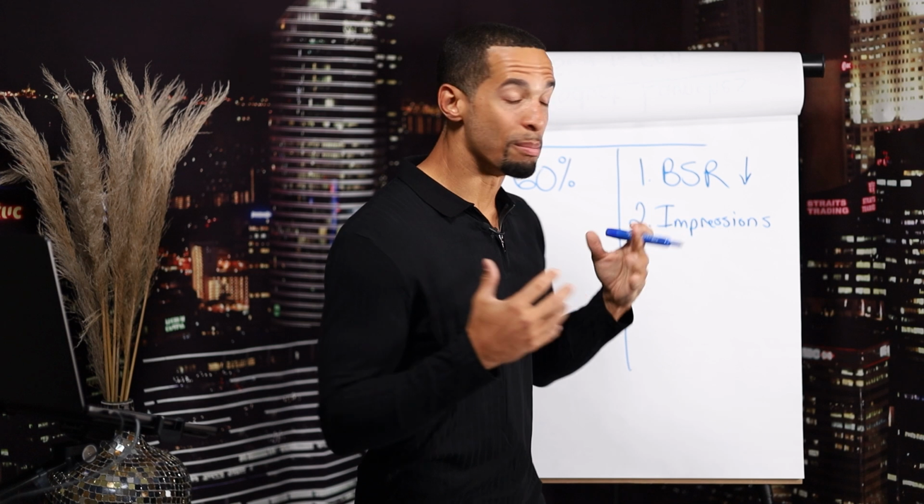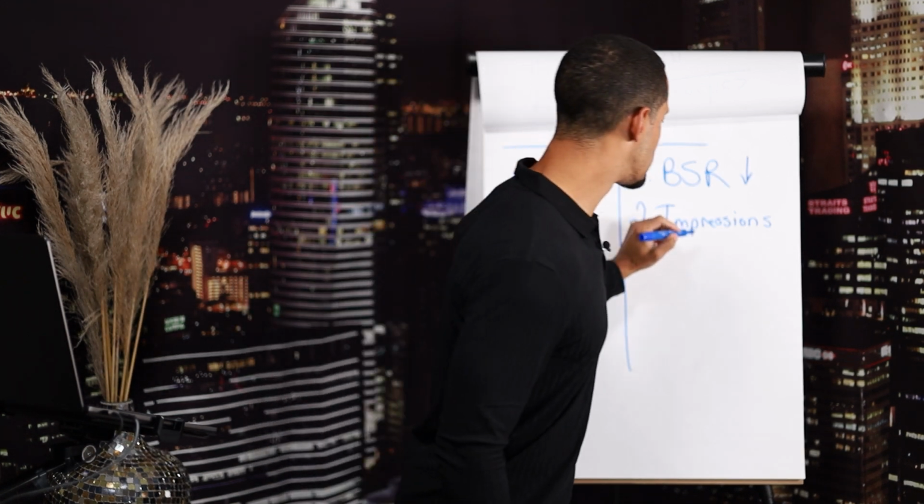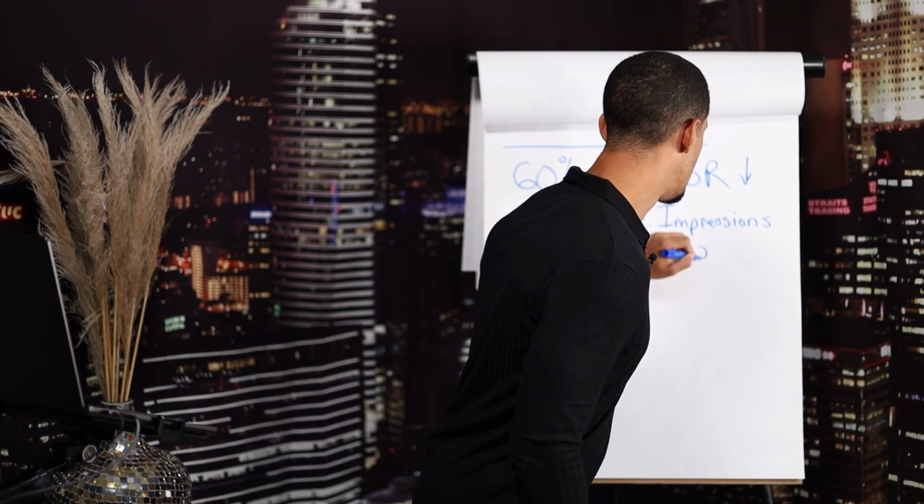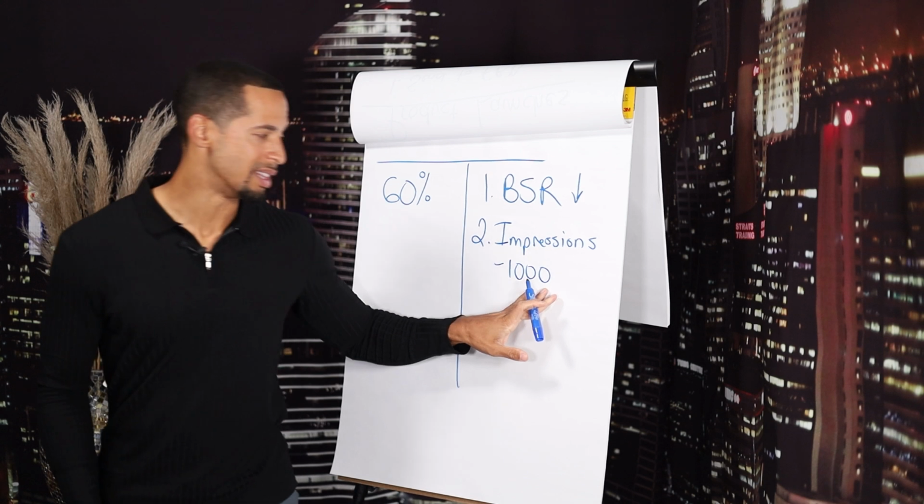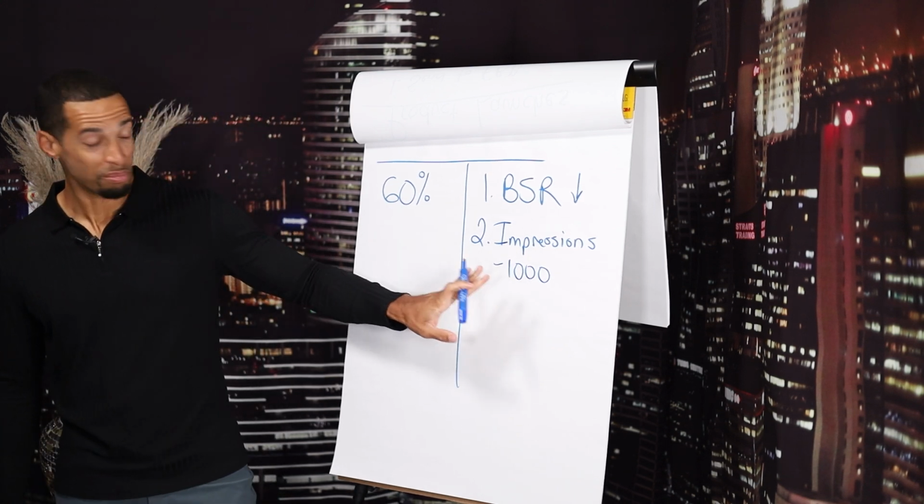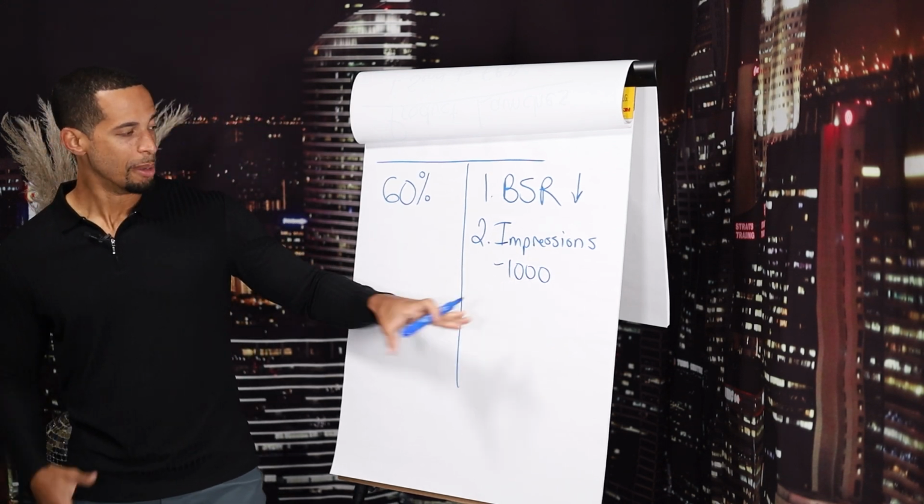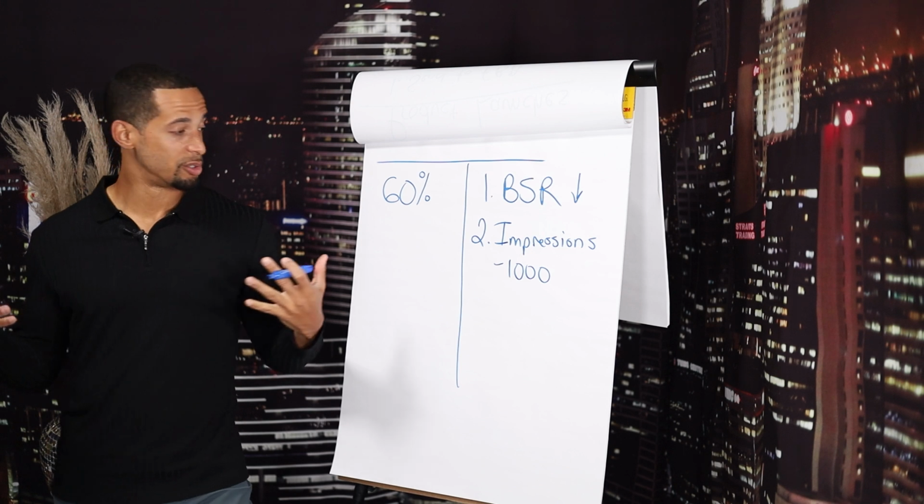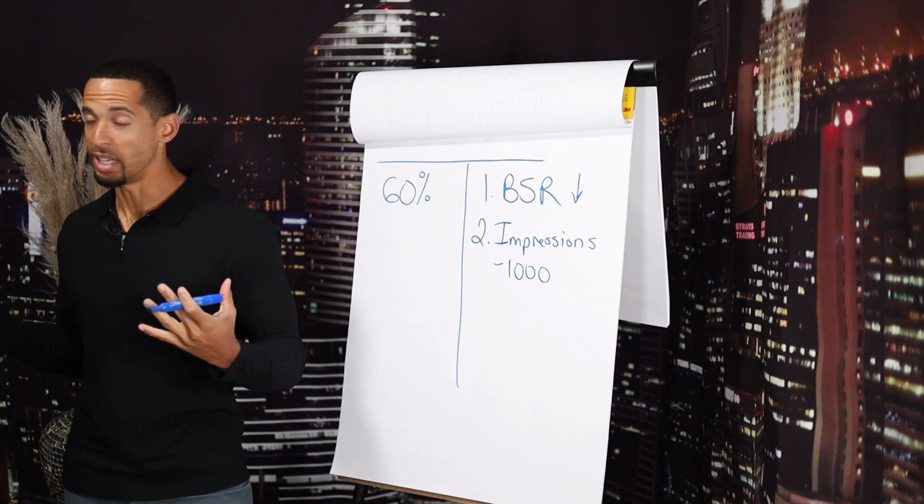So I want to see, for my products in my category, at least 1,000 impressions per week. That's not a ton of impressions. It's actually a pretty low number of impressions. Break it down by day, you're talking about 130, 140 impressions per day.